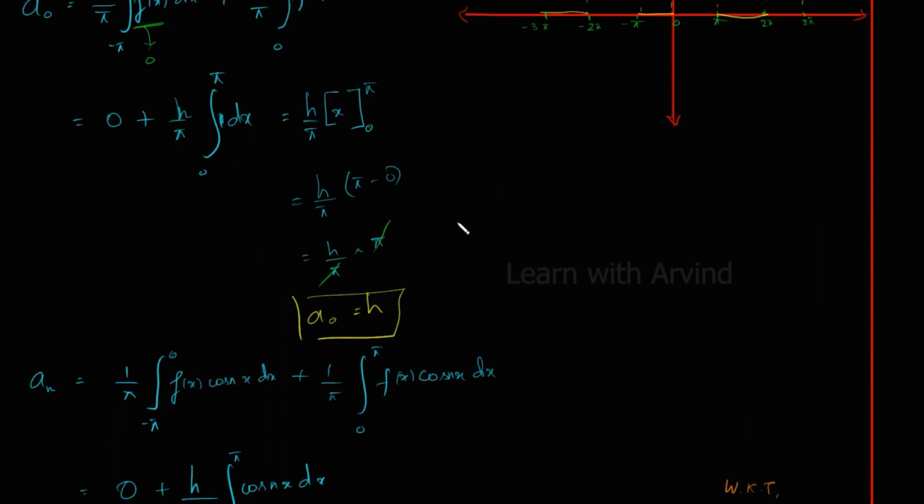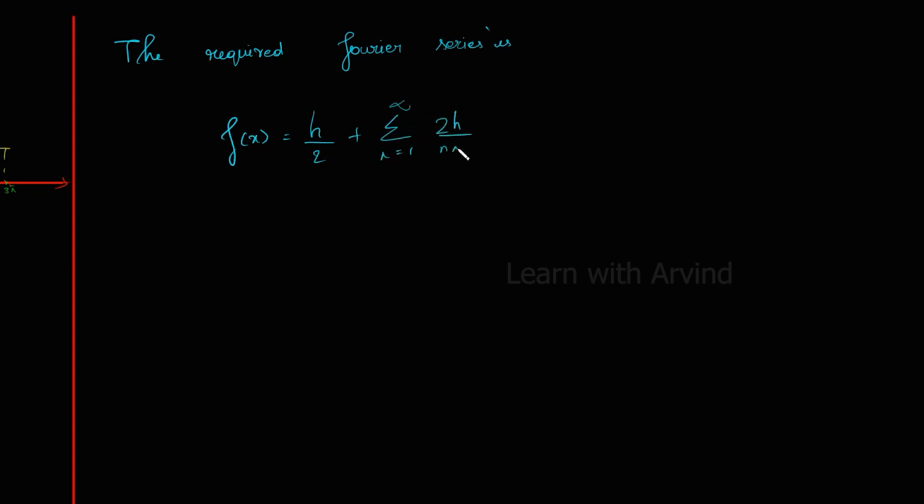Now substituting this value in the Fourier series, the required Fourier series is f of x is equal to a0 by 2. A0 is given by h. So h by 2 plus summation n is equal to 1 to infinity, b n is 2h by n pi times sin nx. This is the required Fourier series of the function which is defined in two or more subranges.